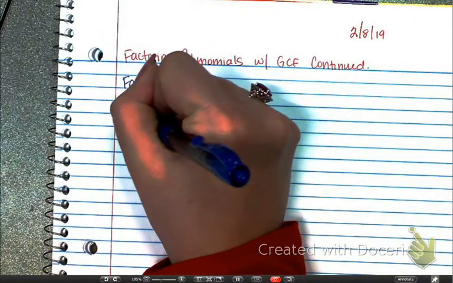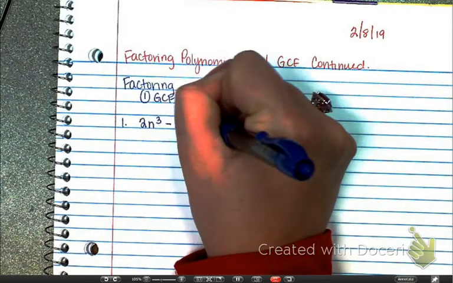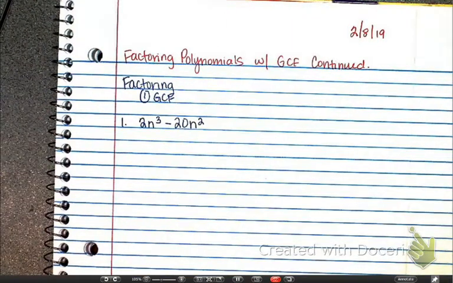So let's look at 2n to the third minus 20n squared. So now I have an expression. I have a plus or a minus sign in between. My final answer is also going to be an expression. It's not just going to be one term. And when I factor out a GCF, I still have stuff left over. So that's what factoring means. It means taking out what you can, what they have in common, but still having factored form. Remember, factored form is parentheses? So that's what it's going to look like.